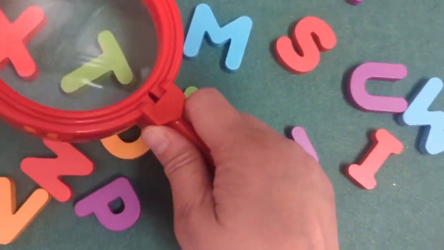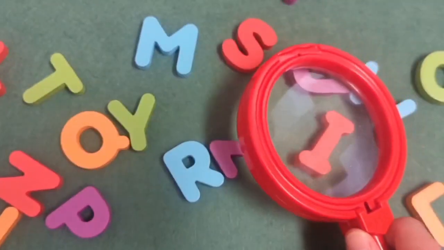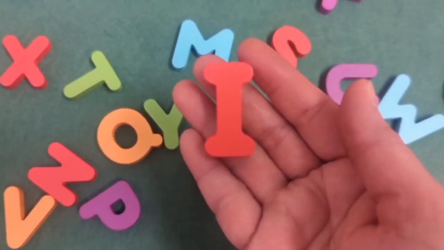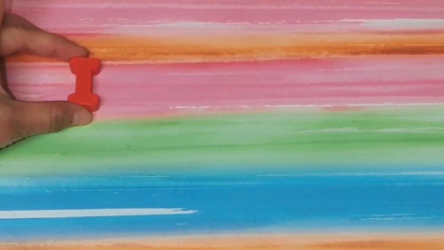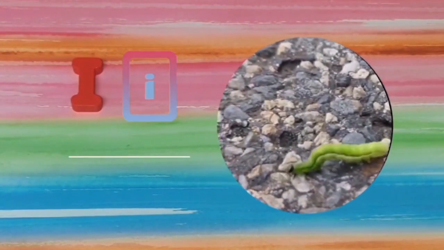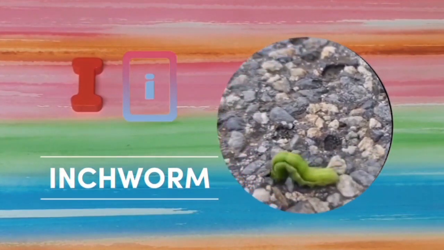The next letter we are looking for is letter I. Let's find out which animal starts with letter I. Big I, little i, what begins with I? Inchworm.